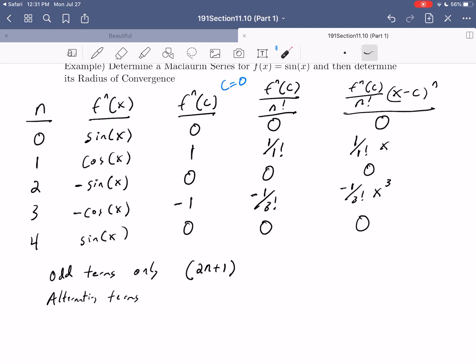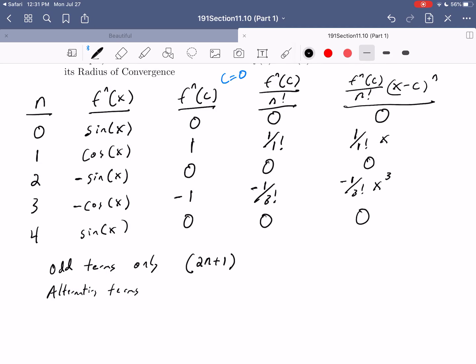Alternating terms we often represent with a minus 1 to the n. Notice that since it does start positive and we plan on starting at n equals 0, we will use minus 1 to the n. So we're going to need that 2n plus 1 to handle the factorials and the exponents, and this minus 1 to the n will need to sit in front to make sure that it alternates.